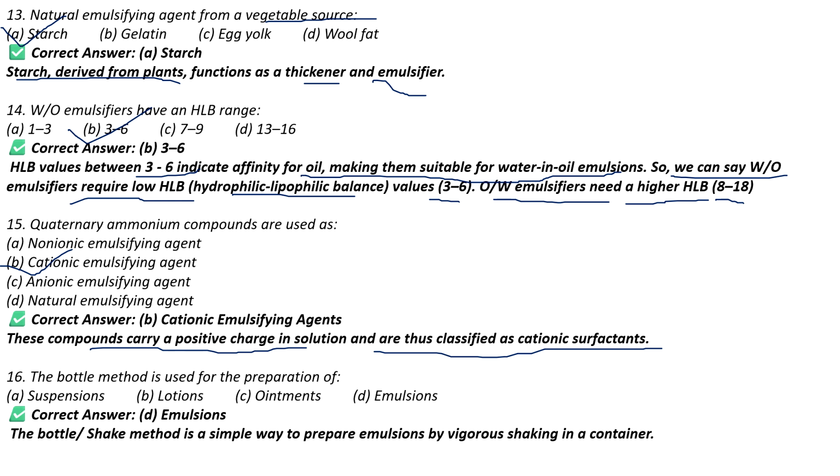The bottle method is used in the preparation of, options are suspensions, lotions, ointments or emulsions. So we can say the bottle or shake method is a simple way to prepare emulsions by vigorous shaking in a container. So we can say the bottle method is used for the preparation of, option D, that is emulsions.